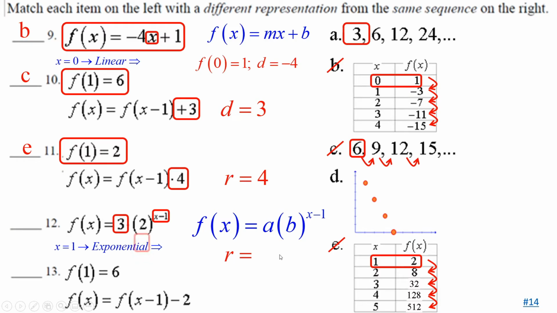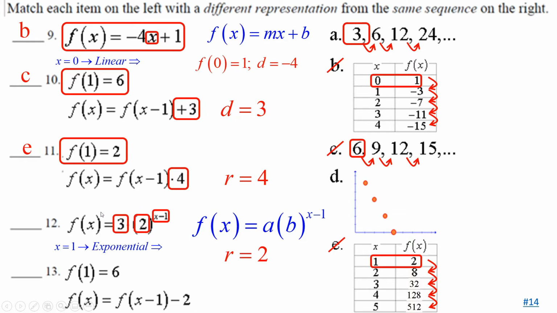So I have a common ratio of 2 right here. R equals 2. So let's check it. 3 times 2 is 6. 6 times 2 is 12. 12 times 2 is 24. This sequence represents this explicit function f of x equals 3 times 2 to the x minus 1 power.